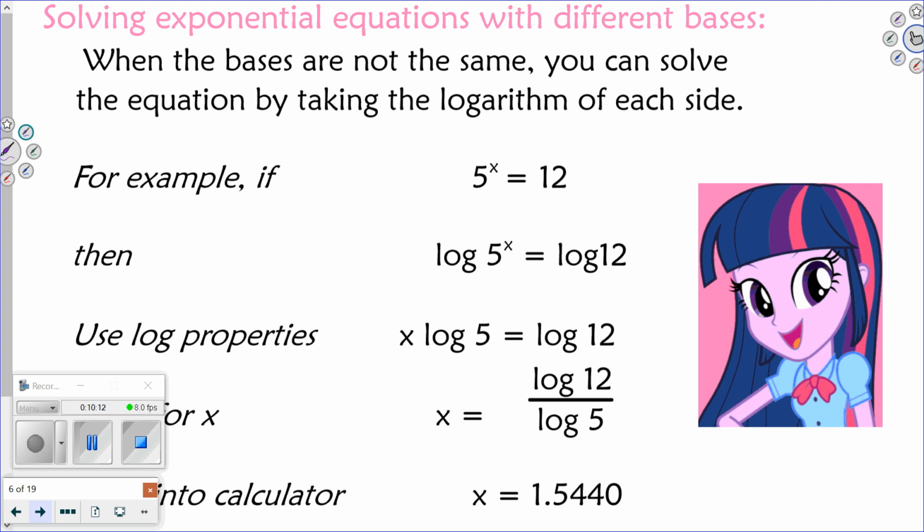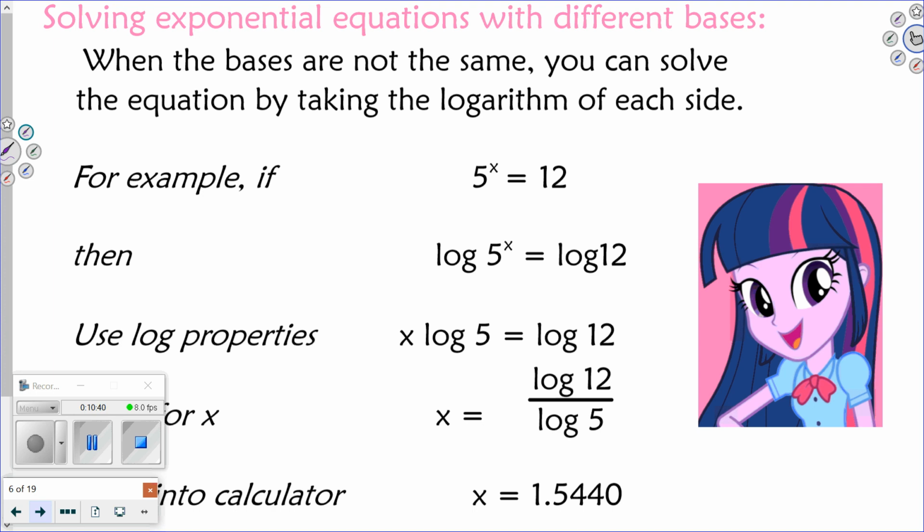All right, so when the bases are not the same, you can solve the equation by taking the logarithm of each side. So if I look at the problem, 5 to the x equals 12. I can't rewrite 5 or 12 so the base is the same, right? They're just not, I can't do that. So what we can do is take the log of both sides. As long as I do it to one side of the equation and the other, it's balanced, and that's okay.